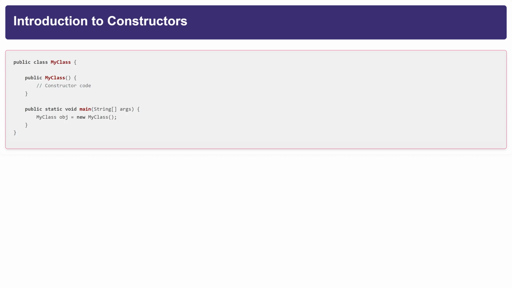In the code snippet above, we define a class called myClass. It has a constructor, which is denoted by the same name as the class. Inside the constructor, we can add code to initialize the object. In the main method, we create an instance of the class using the new keyword and the constructor.